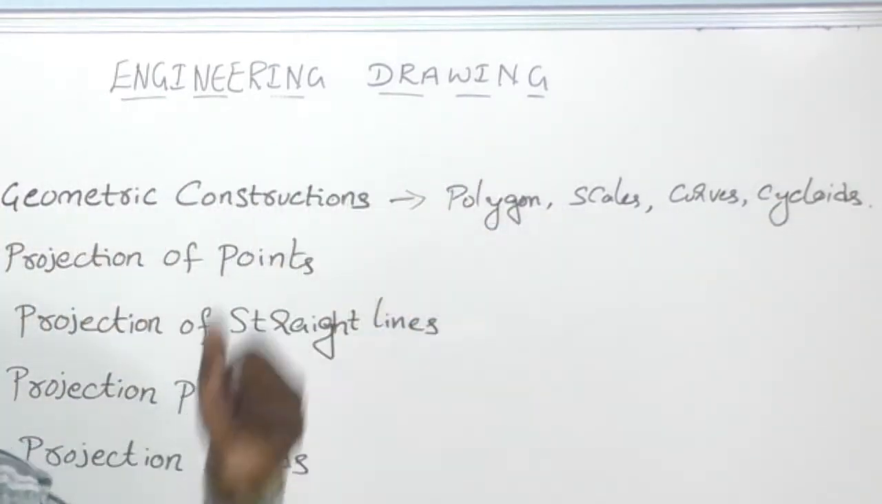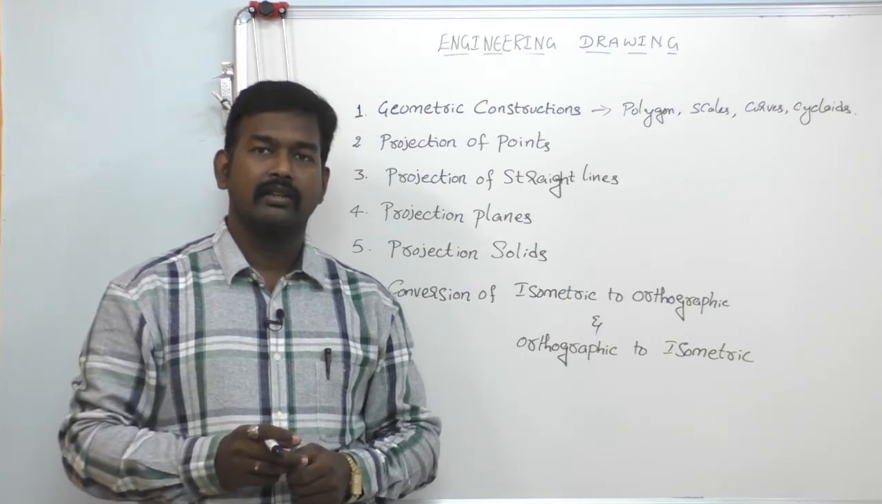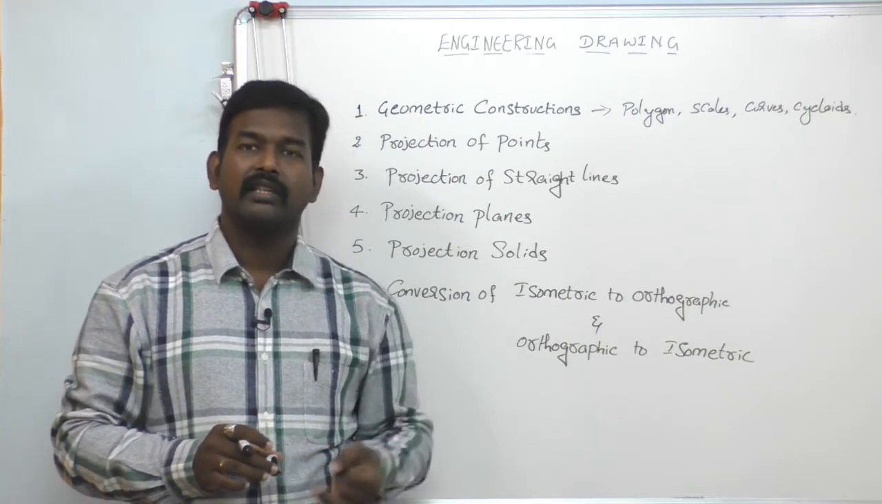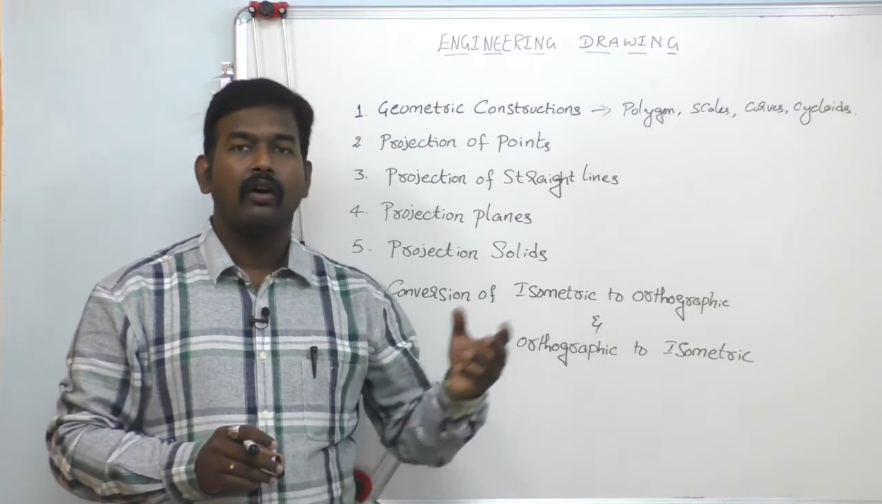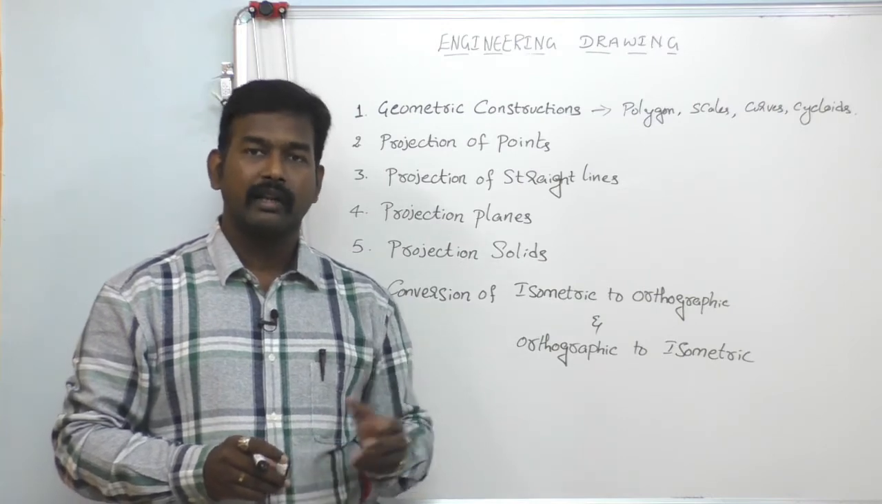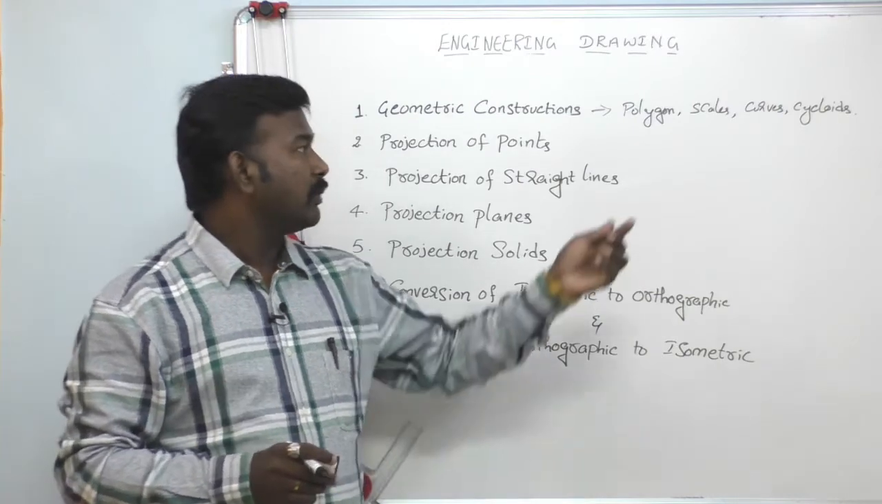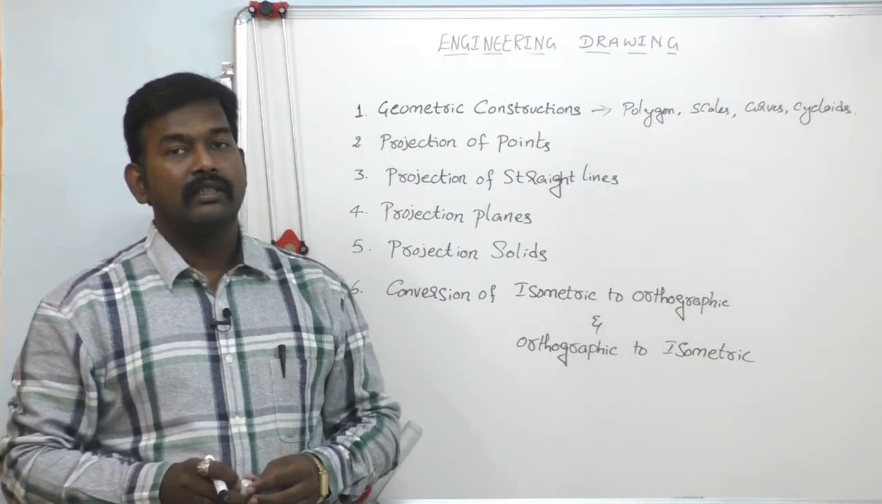What is a polygon? An object having 4 or more sides is called a polygon. Suppose it has 3 sides, that is a triangle. 4 sides, either square or rectangle. Suppose the object has 5 sides, name it as pentagon. In that manner, construction of polygon. And next, scales. What is a scale?